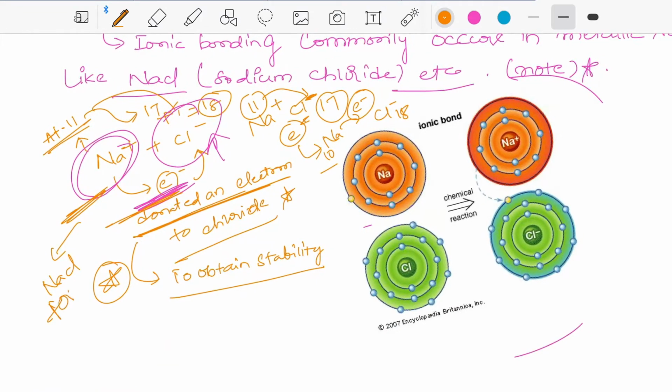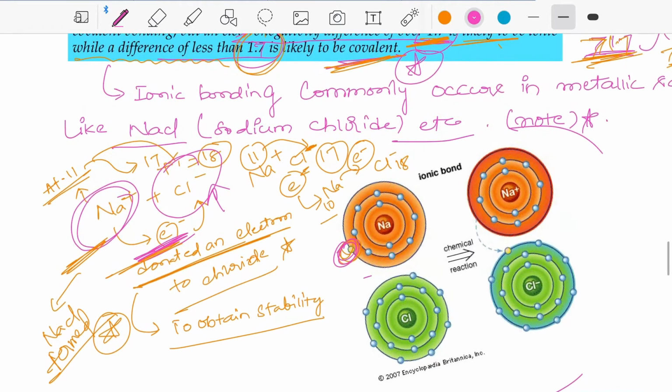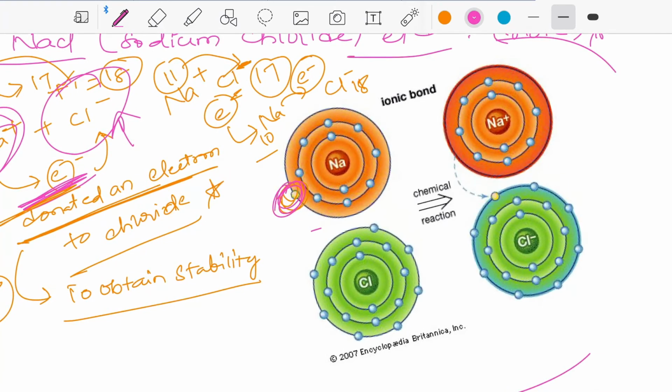In the outer shell, this electron I am marking in pink. The yellow one is nothing but an electron. It's not an atom. The yellow one is an electron. When this yellow one is completely transferred from Na to Cl, Cl's outer configuration attains 18 and Na 10. Totally, an ionic bond resulted.